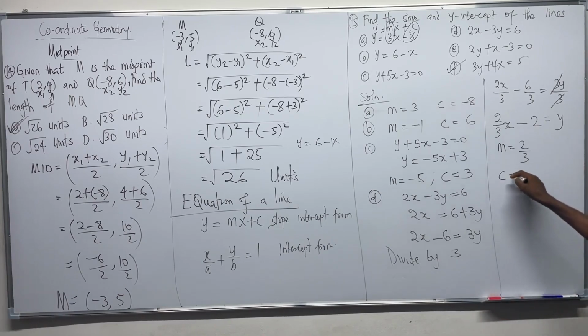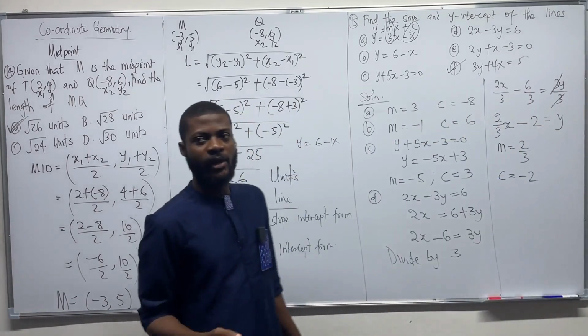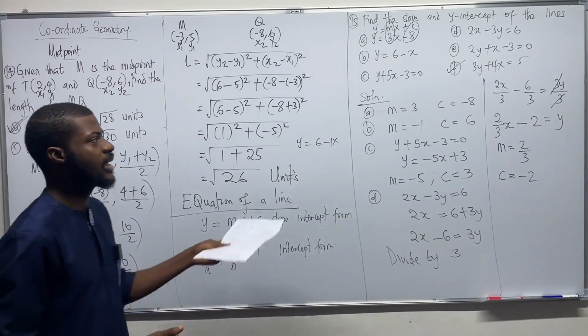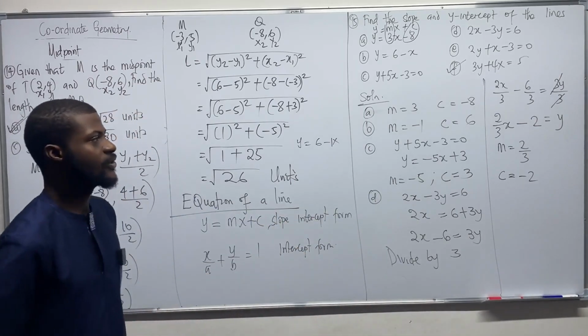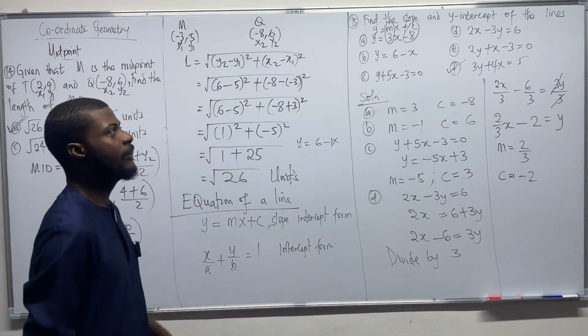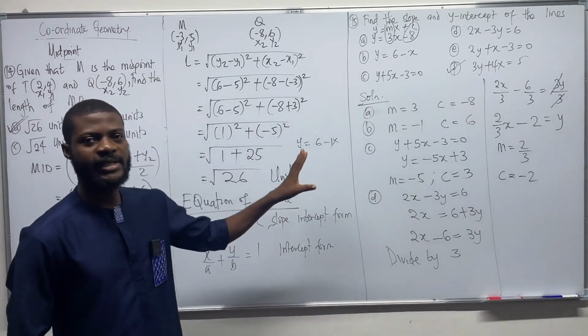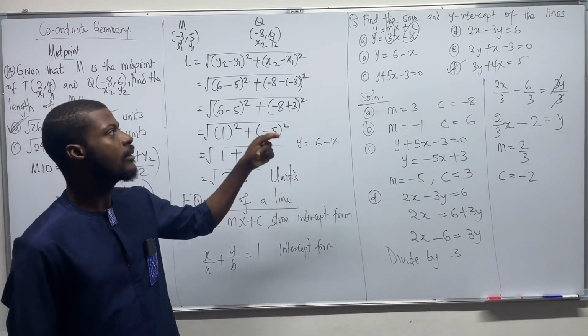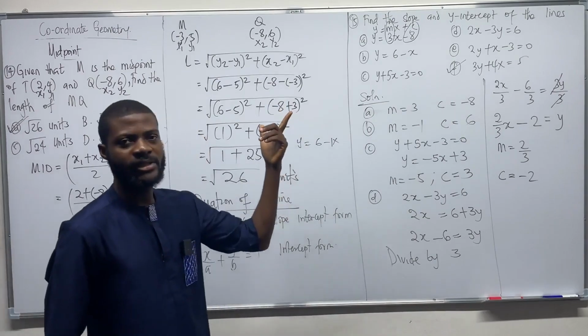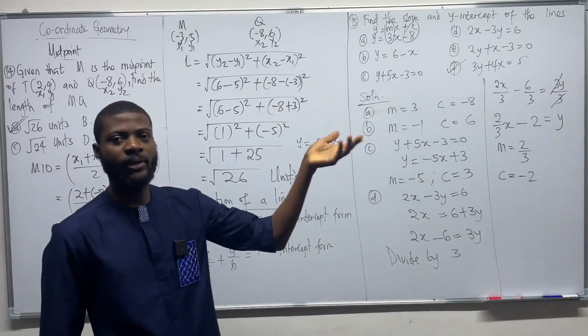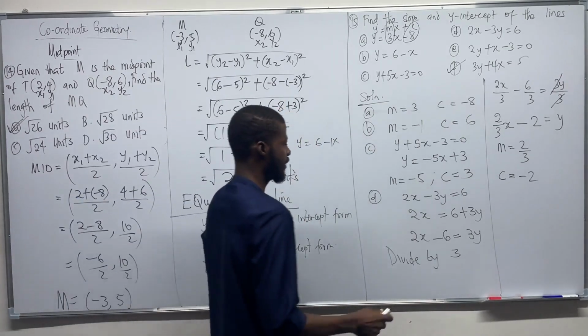Then what is our c, which is the y-intercept? Our c is minus 2. So we've been able to solve this very problem. We've been able to get our slope and y-intercept. Now, basically, JAMB will barely ask you about y-intercept. They don't ask it. Well, the slope is very important because we're going to go into something in the future that requires it. So that's D.